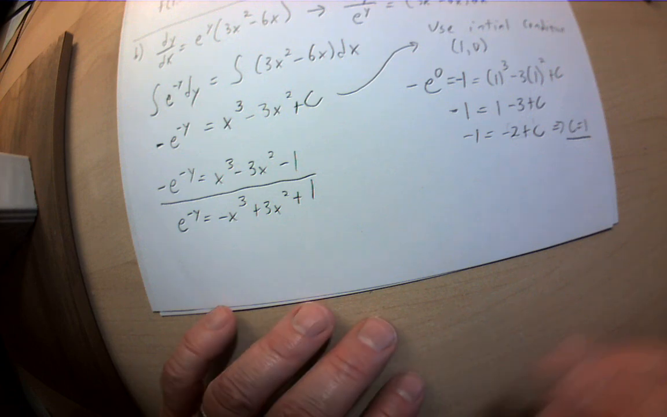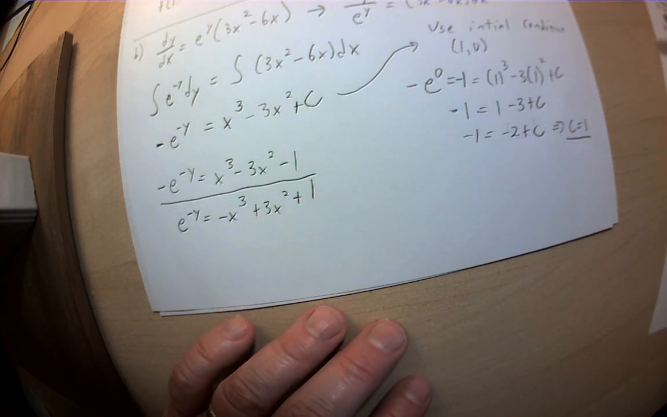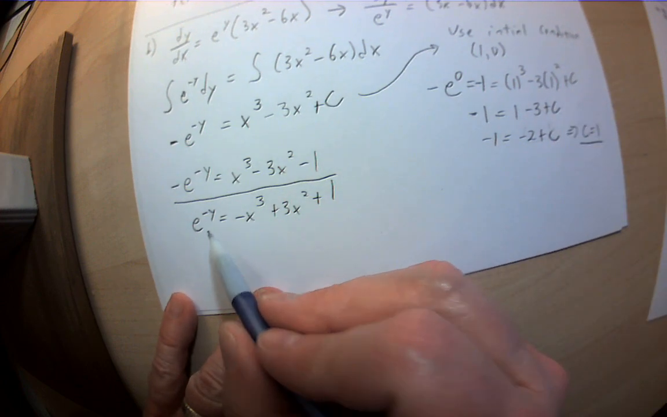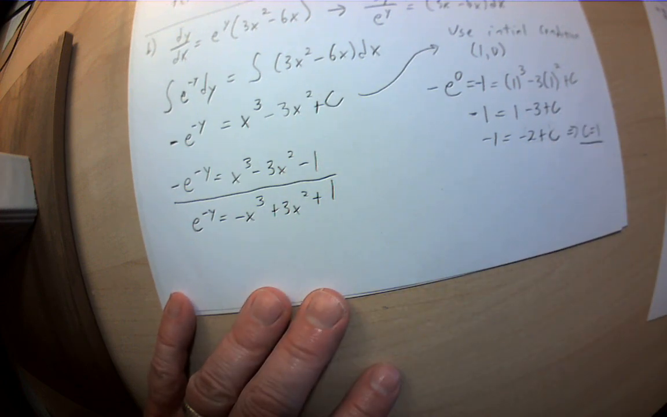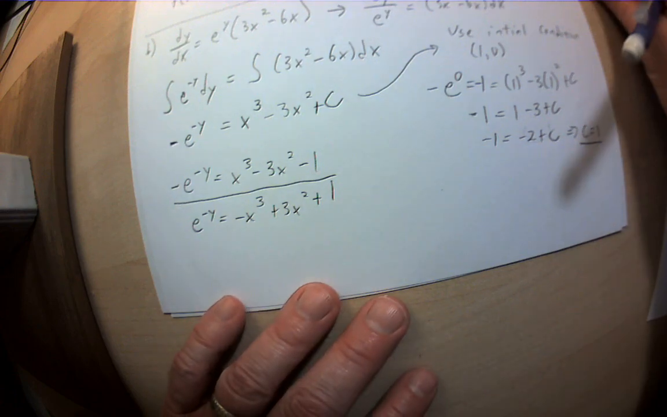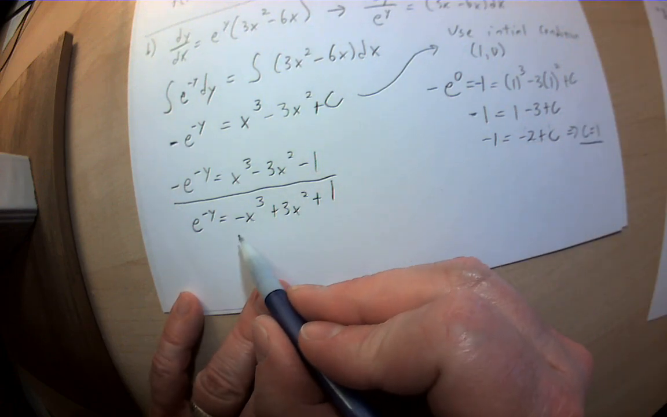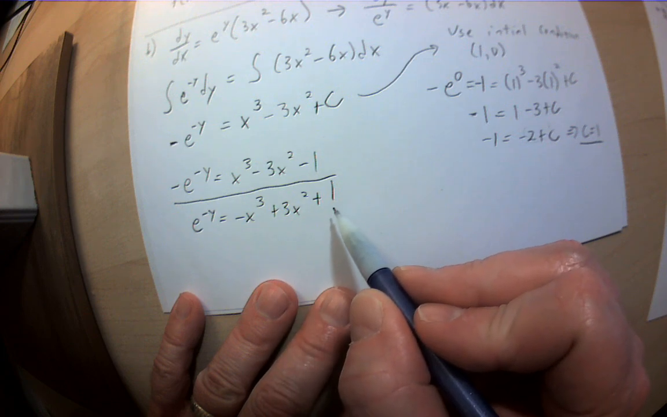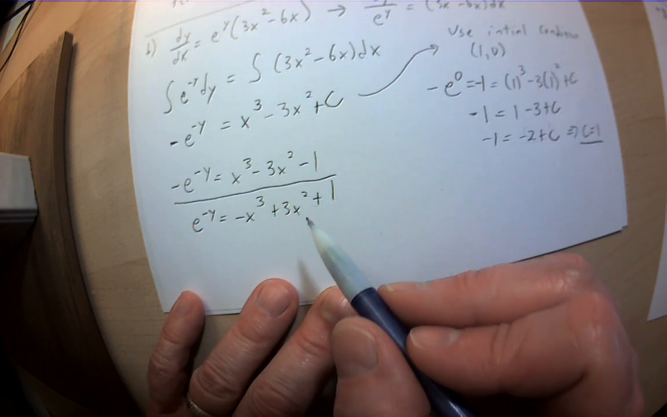Sorry, the reason I was pausing a little bit, I was looking at the solutions, and they have an error in the solution. It's pretty funny. Hey guys, find the error in the solution and send me an email. That'll be cute. So at any rate, this is it. E to the minus y equals negative x cubed plus 3x squared plus 1. I'll tell you, they wrote minus 1 there on the solution.